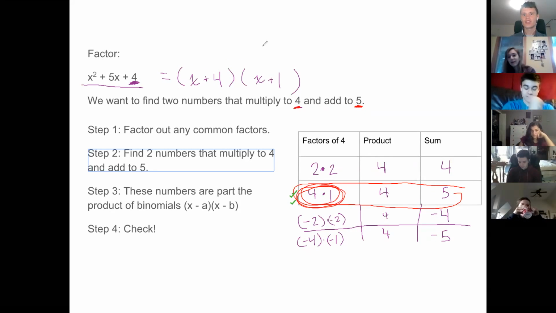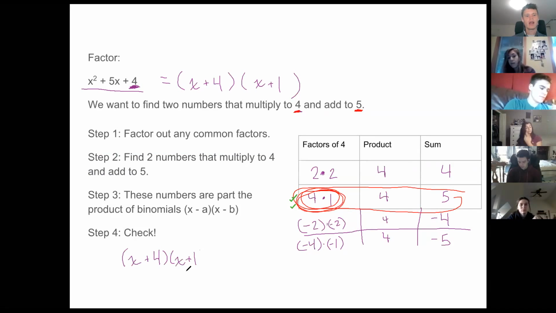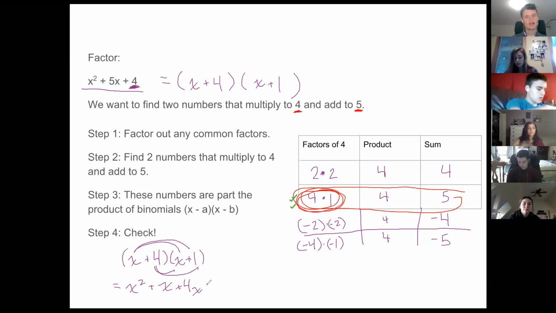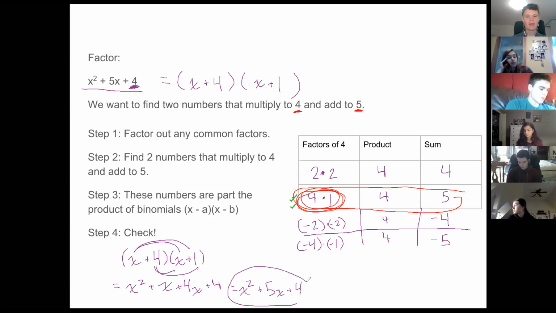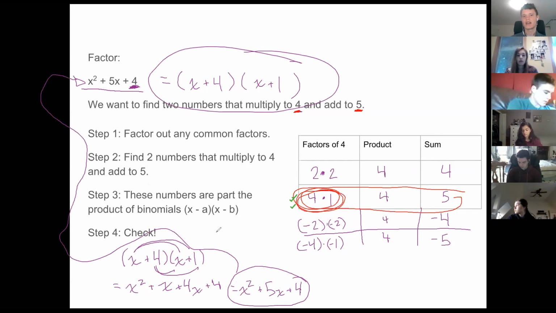Step 4, check. So let's do a quick check here. We've got our x plus 4 times x plus 1, and we do FOIL to check it, right? So x times x is x squared, x times 1 is x, 4 times x is 4x, and 4 times 1 is 4. Notice this interesting thing happens here. We have an x, like a 1x, plus a 4x, and of course we're adding 1 plus 4 to figure out what that is. We get x squared plus 5x plus 4. And it matches this one over here. Great, we did it. So this is our final answer. Our work under here was just to double check it.